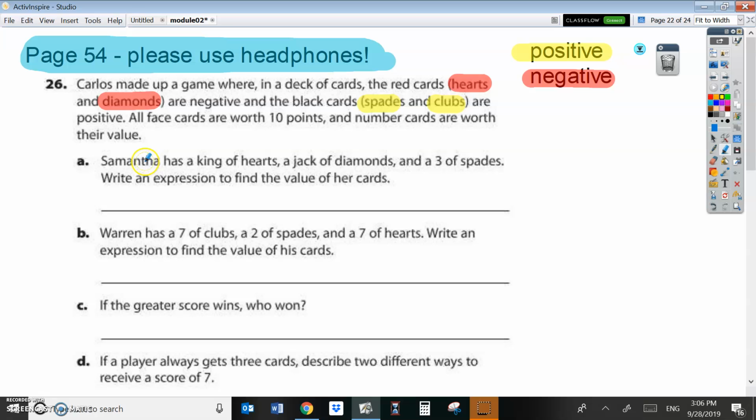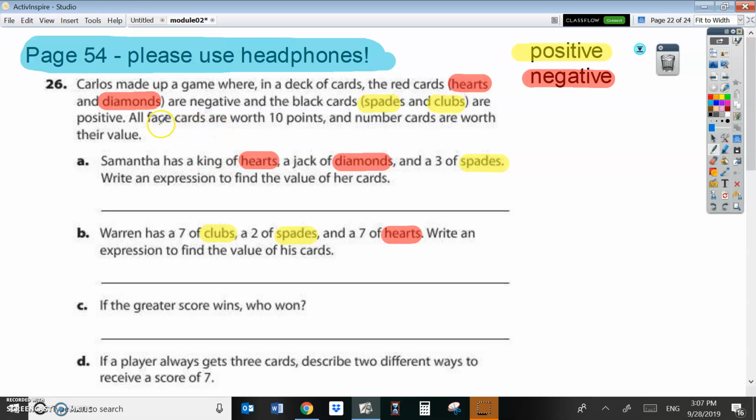So let's highlight some positives and negatives down here. Hearts are negative. Diamonds are negative. It looks like clubs and spades are positive. So let's highlight the positive cards here. Spades are positive and clubs are positive. And now let's put in the numbers here that match these words.